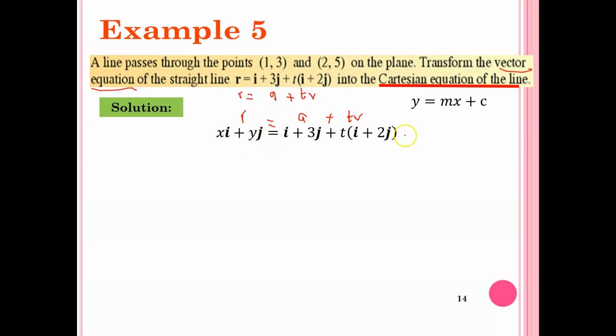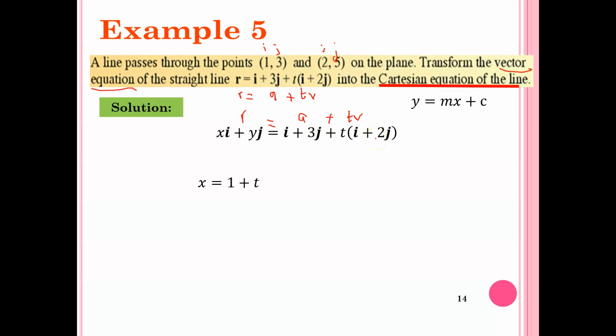There is no k term here. It only has i and j. Before this you had i, j and k, right? But this one you don't have. You just have 2, only i and j. So you have r equal to a plus tv. This is r, this is a, and this is v.